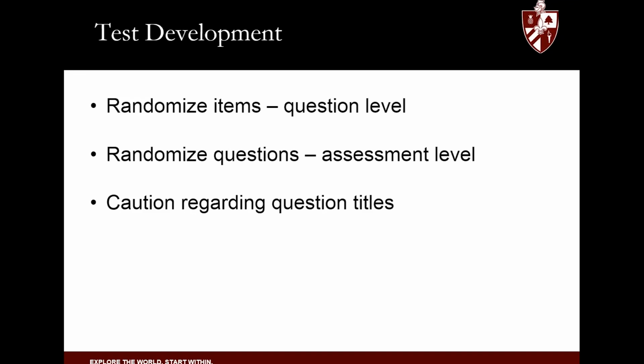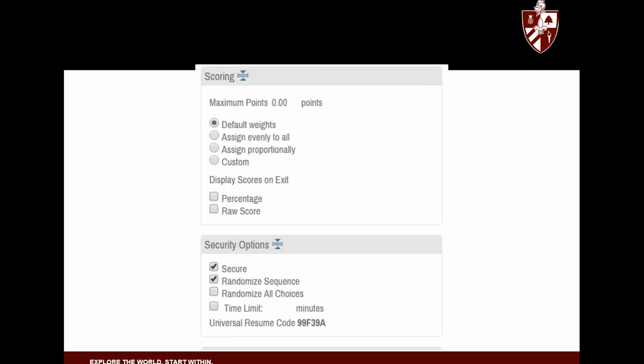So I put a screenshot in here of a component that runs along the left-hand side of the assessment screen that shows you some of the security options. Secure is automatically checked for our system. The randomized sequence is what we make sure that everyone checks. If a faculty member has forgotten to randomize the choices in their questions, they can do that at the assessment level here by checking that box right below.